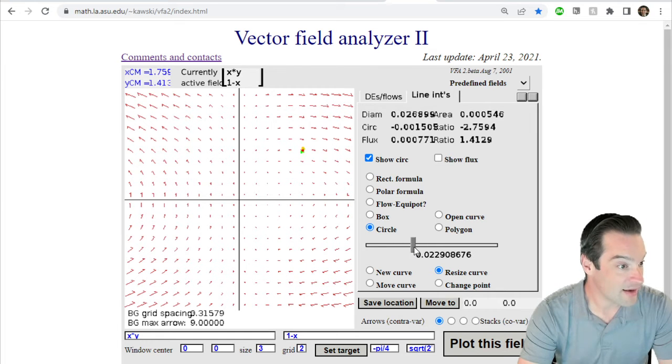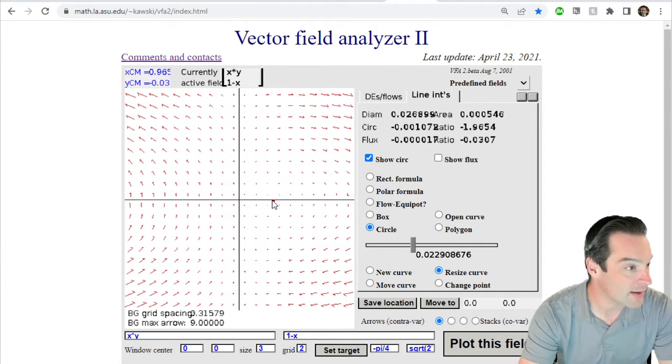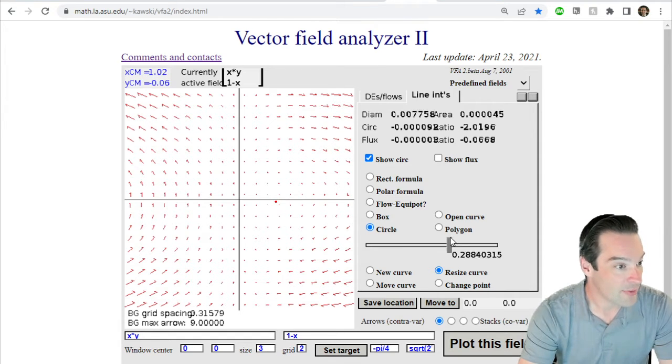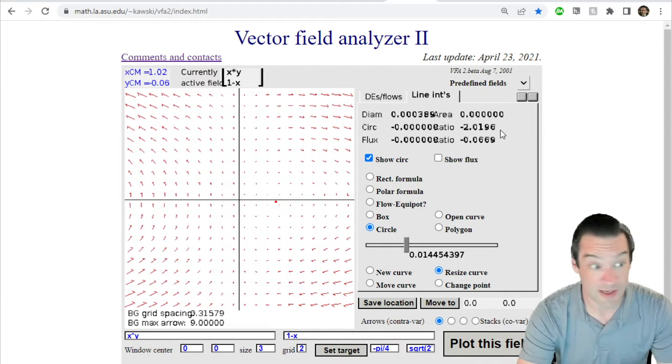And in our case, it looks like it depends on where our point is. Let's pick a point here on the x-axis, maybe the point (1, 0). Try and get as close as I can. It turns out that the circulation density at that point is equal to what looks like negative 2. If I take the circulation divided by the area, that circulation density is about negative 2.